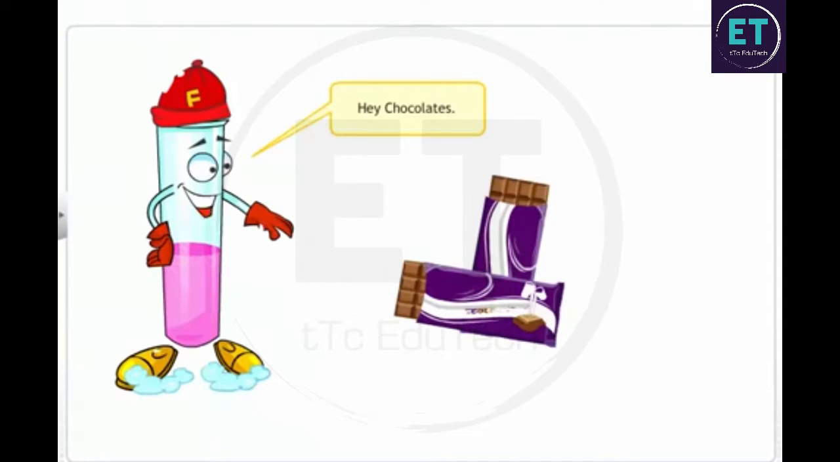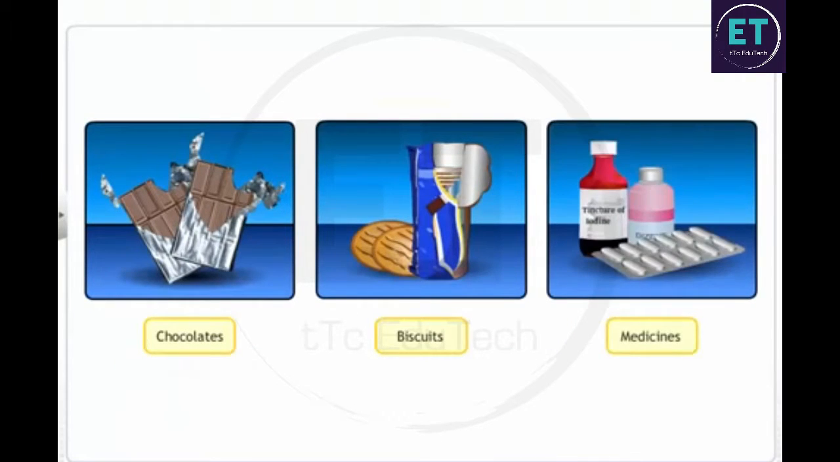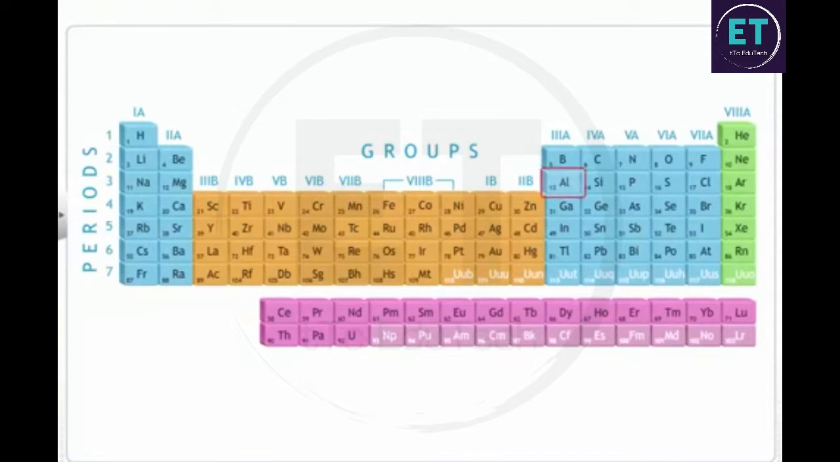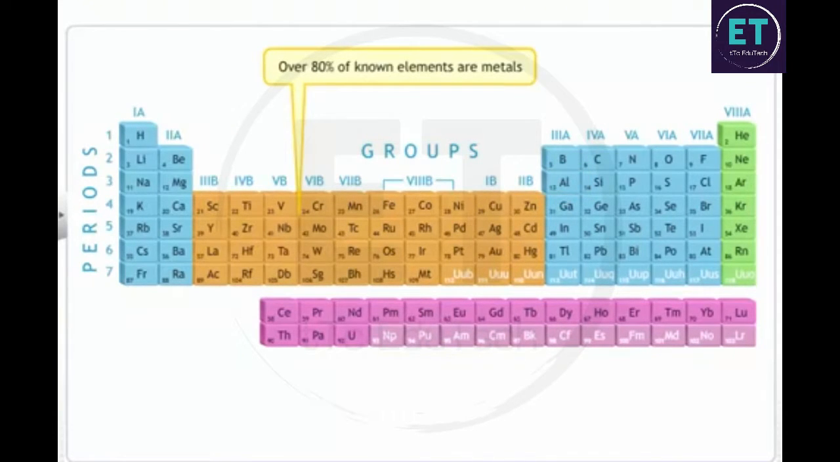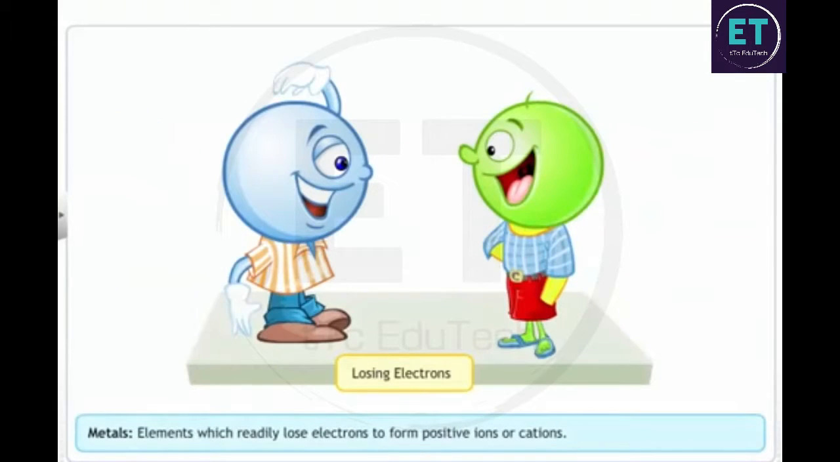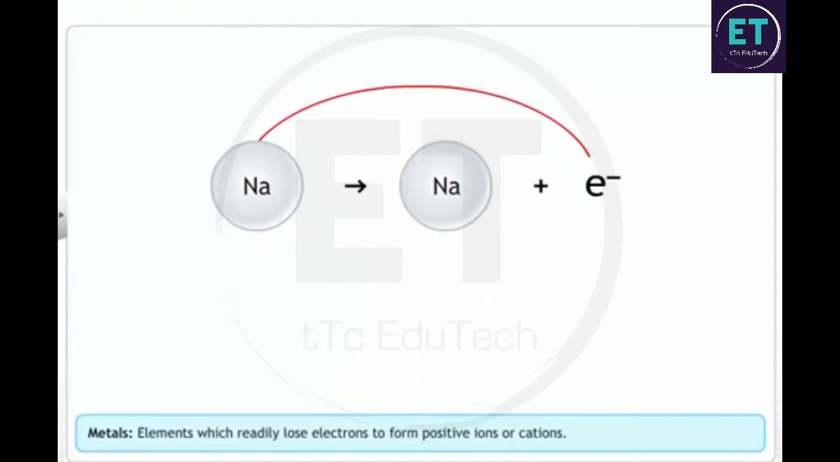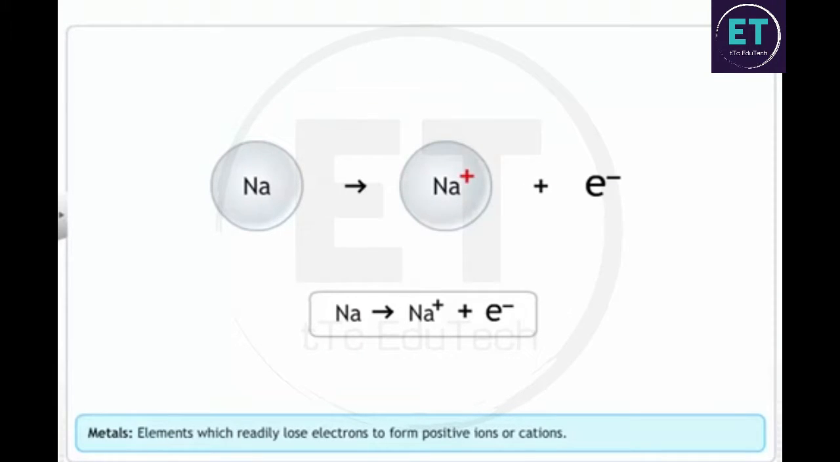Hey! Chocolates! Did you observe they were wrapped in aluminium foil? Not only chocolates, but biscuits and medicines are wrapped in aluminium foil. This aluminium is a metal. Over 80% of known elements are metals. Let's see what metals are and their properties. Metals are the elements which readily lose electrons to form positive ions or cations. For example, sodium, an alkali metal, loses an electron and forms positively charged sodium ion.